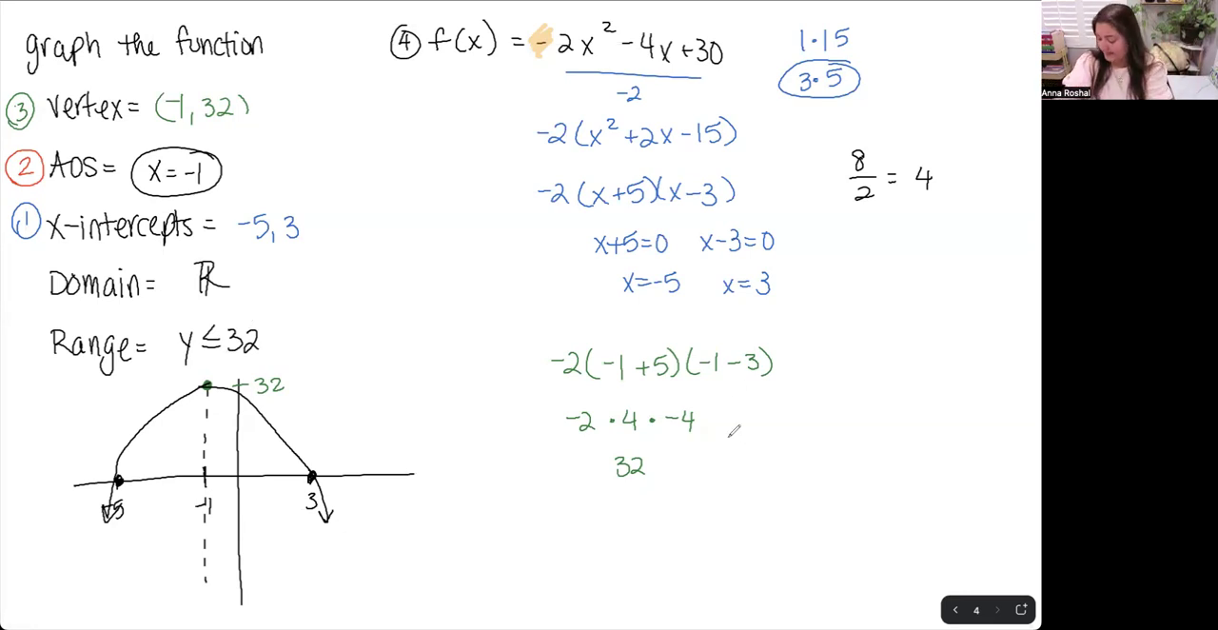Okay, and that's it. We've graphed the function, we've identified the vertex, the axis of symmetry, the x-intercepts, and we've stated the domain and range for all of these.